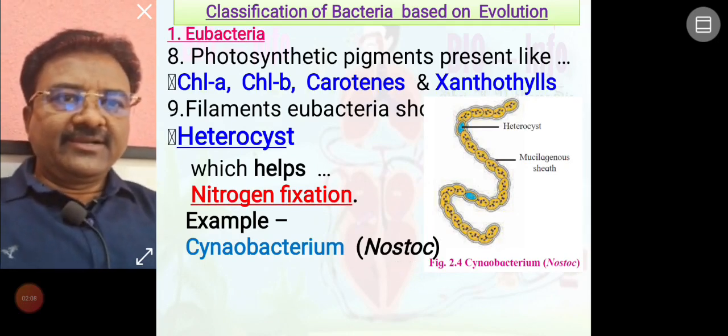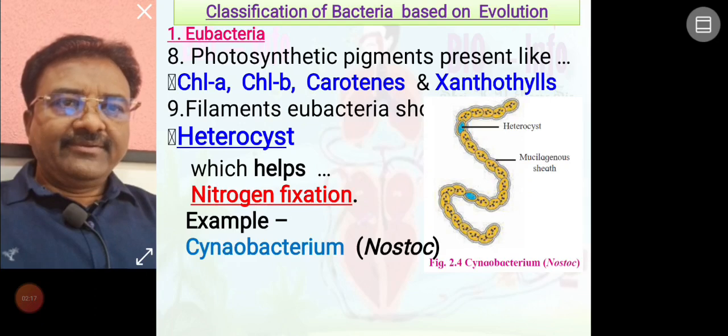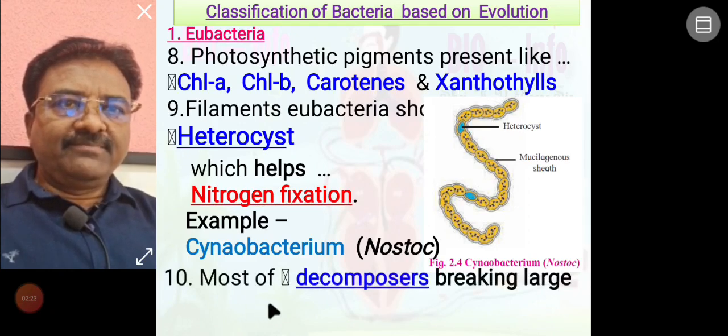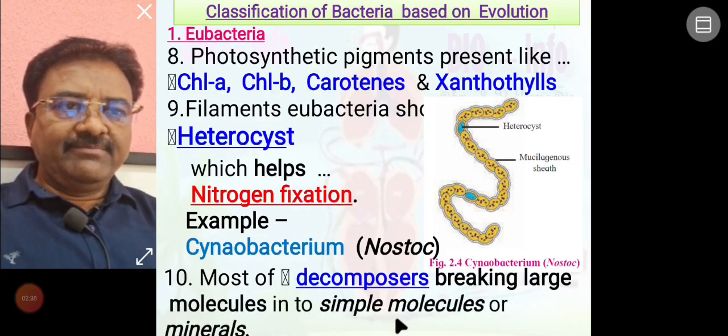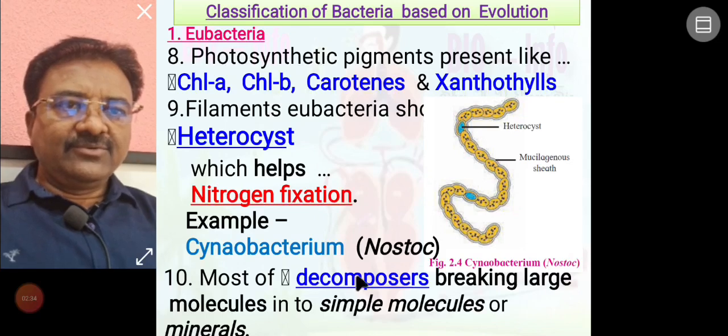So eubacteria is nitrogen fixing bacteria. Its present heterocyst cell helps nitrogen fixation process take place. Most of eubacteria are decomposers, means breaking large molecules into simple molecules or minerals. So such decomposer bacteria is also helpful bacteria.